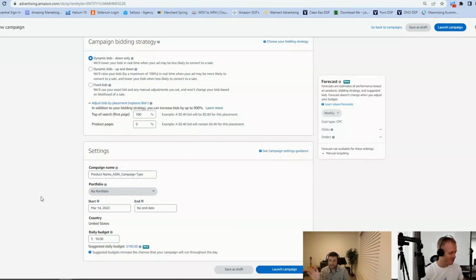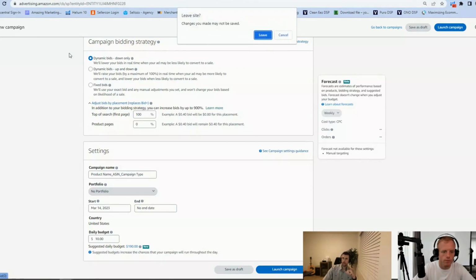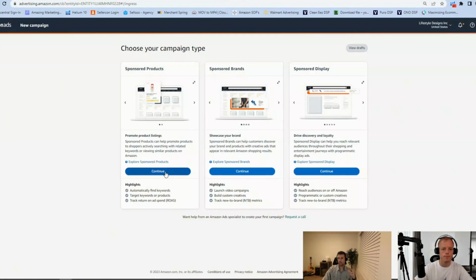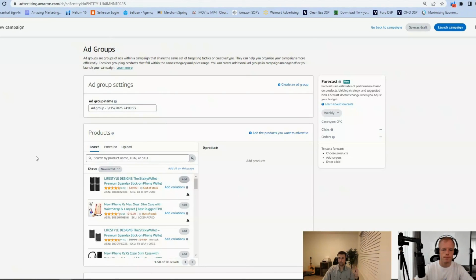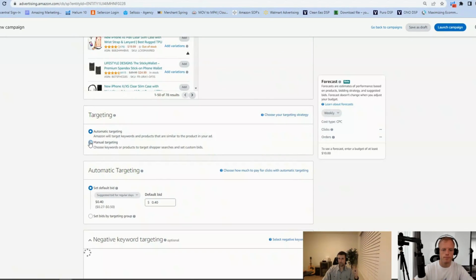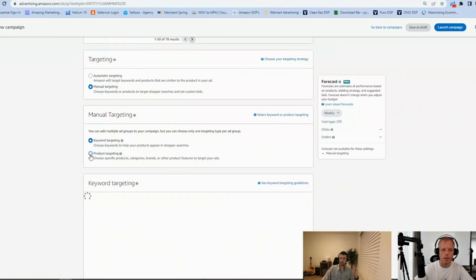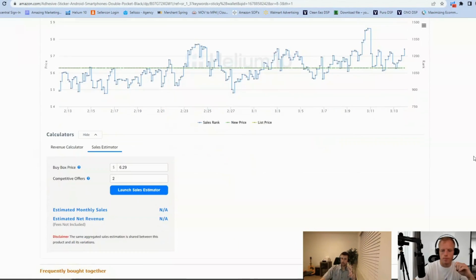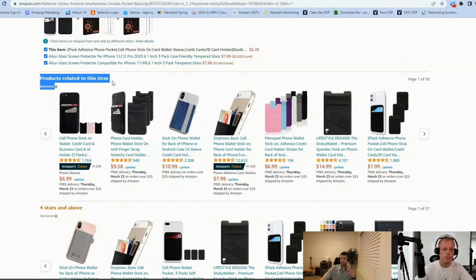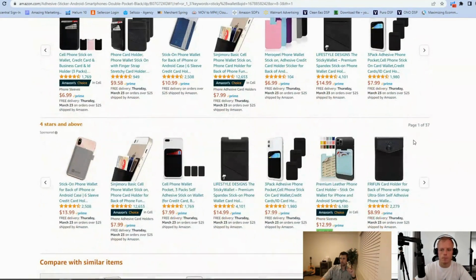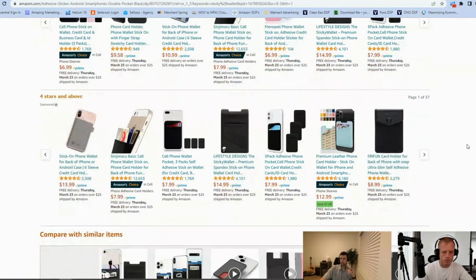So anyways, after this, I've created those campaigns. We launched those campaigns. They're now in the campaign manager. You can actually create product targeting ads also. If we add this in and go through that same process, we click on manual, and they have an opportunity where you can do product targeting. You can target it in two different ways. It can show up as products related to this item. That's where this is, and there's 58 different pages of that. 4 stars and above. It's kind of sponsored as well, so it shows up there.